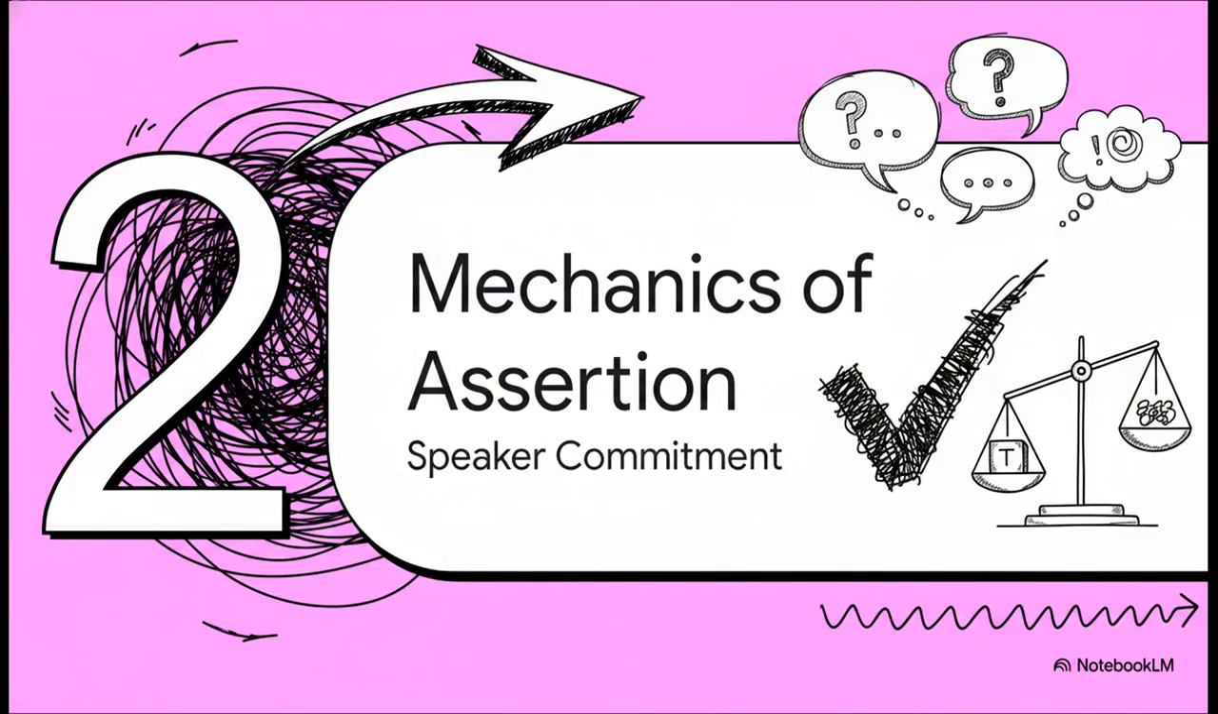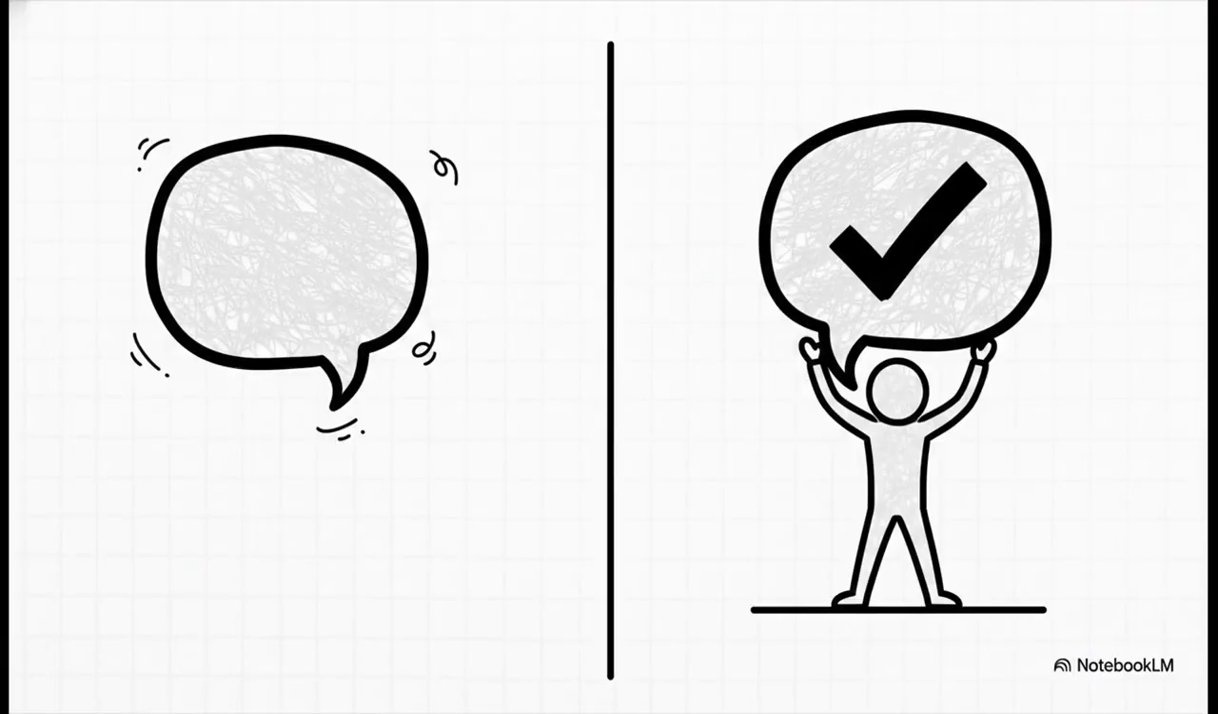All right, moving on to Section 2, the mechanics of assertion. Now, it is absolutely crucial to understand the difference between a statement and an assertion. A statement, that's just a semantic concept. It's a proposition floating out there that can be evaluated objectively as either true or false.